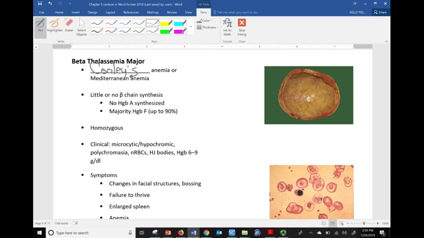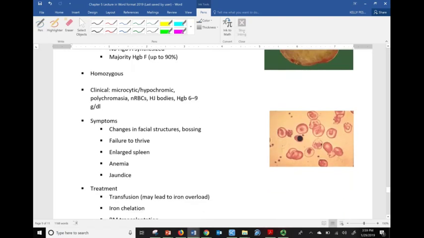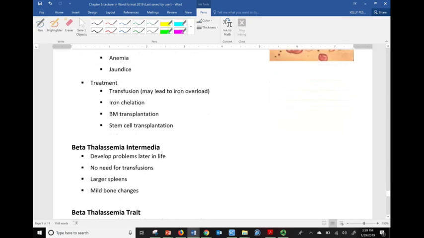And babies that have beta thalassemia major often have failure to thrive. And then patients have an enlarged spleen, anemia, and jaundice. So what can be done for these people? Well, they can try to transfuse them, but it might lead to iron overload problems. And if this happens, then they will have to have iron chelation done. And they're working with bone marrow and stem cell transplants for patients that have this condition.